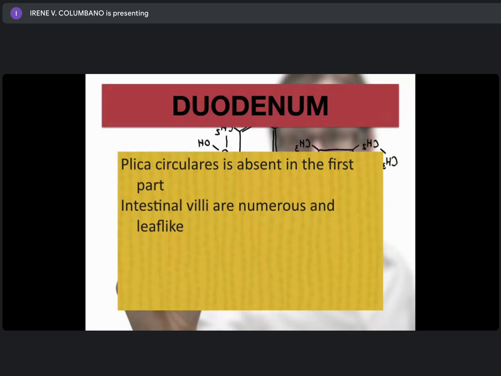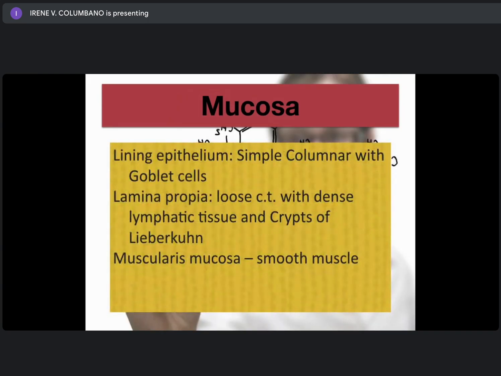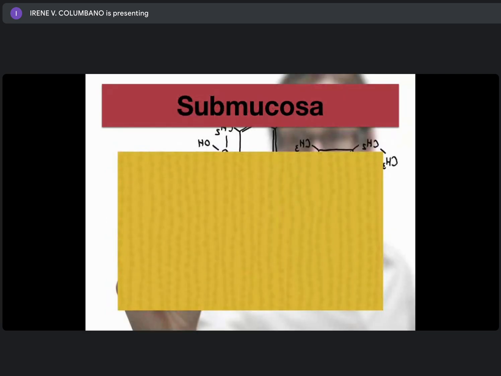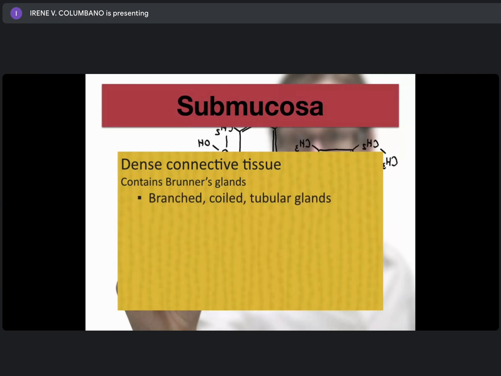Intestinal villi are numerous and usually they are leaf-like. Mucosa niya, simple columnar with goblet cells. Lamina propria, loose connective tissue with lymphatic tissue, and the muscularis mucosa is made up of smooth muscle. Submucosa, dense connective tissue, it contains Brunner's gland. So, pag duodenum, Brunner's gland, tatandaan niya na the Brunner's glands are branched tubular glands. It secretes viscous alkaline fluid.